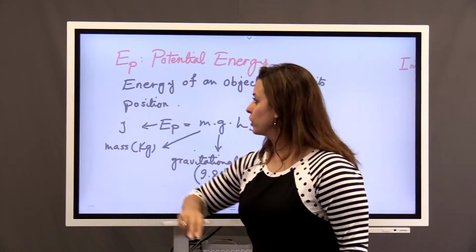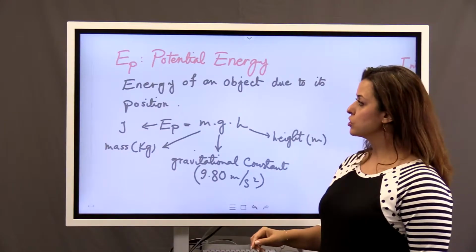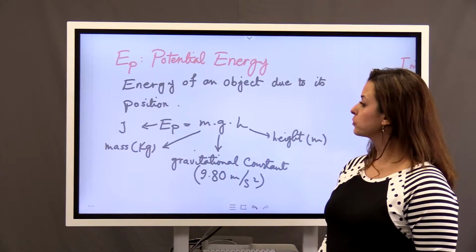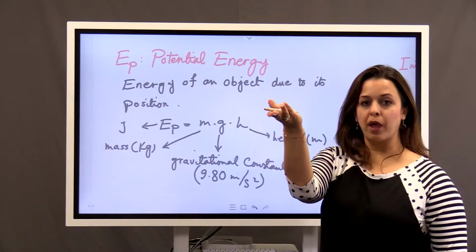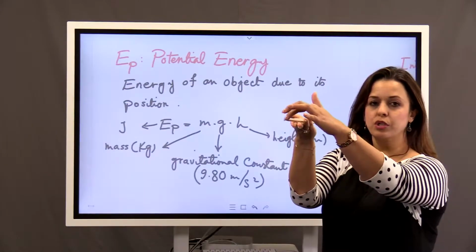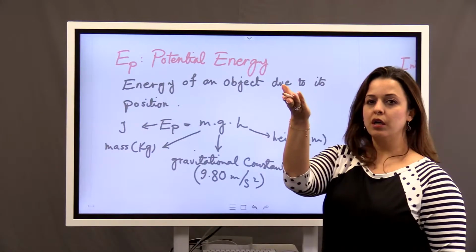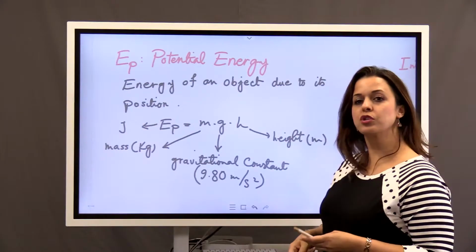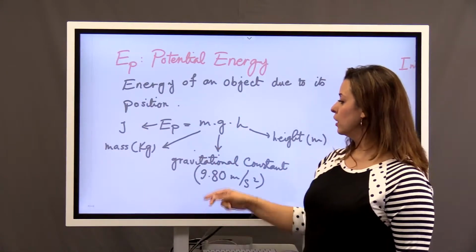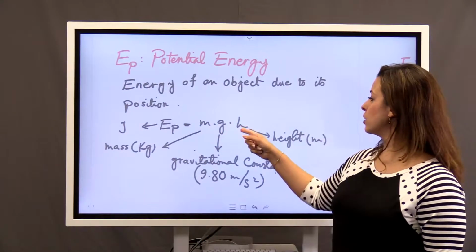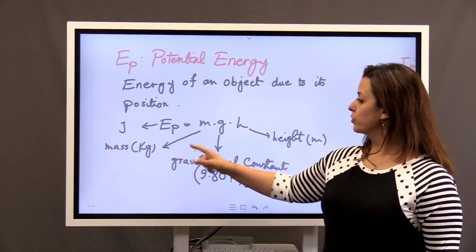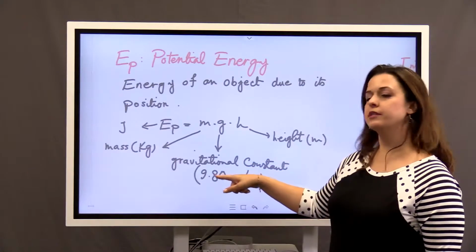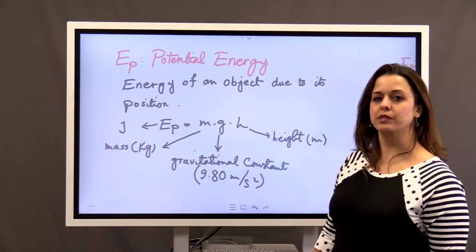Another type of energy we talked about is potential energy. Potential energy is because of the position of an object. So if I hold this marker or pen here, the position of this marker is going to give it potential energy. So how do you calculate potential energy? By this formula: mass times gravitational constant times height. Mass in kilogram again, gravitational constant in meter per second square. On the earth, this constant is 9.80 meters per second square.